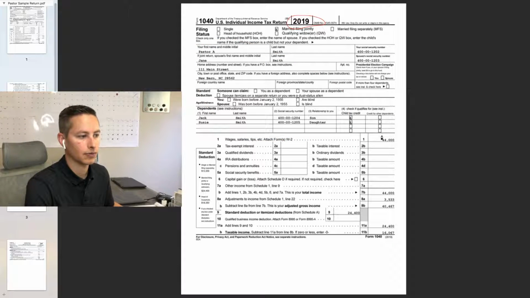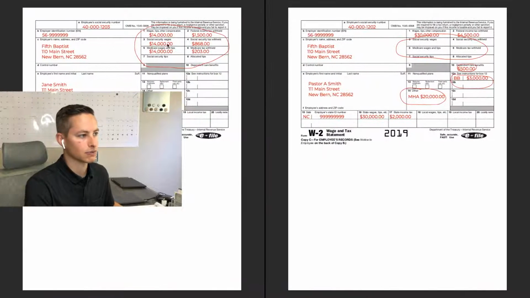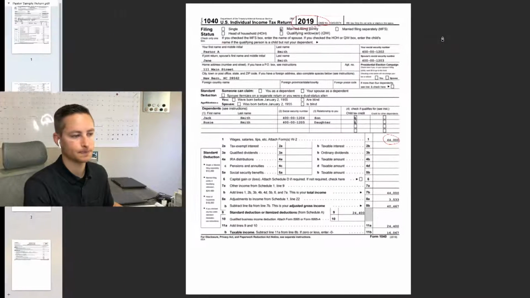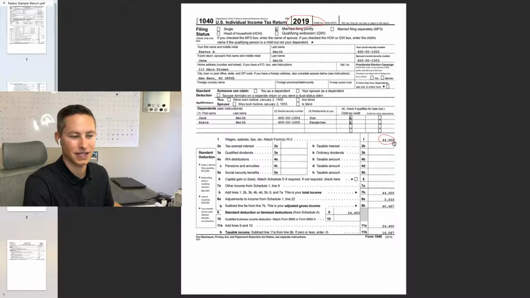So the first thing we're going to have is your taxable wages. This is $44,000 for our couple. That's the $14,000 for the spouse, plus the $30,000 here for the pastor, gives you $44,000 of taxable wages. In this example, our pastor and his wife do not have any other income. So they don't have interest income, they don't have a Schedule C business on the side, they're not getting any retirement distributions, no other income here for this pastor and his wife. And so our total income is that $44,000 we got from our two W-2s.